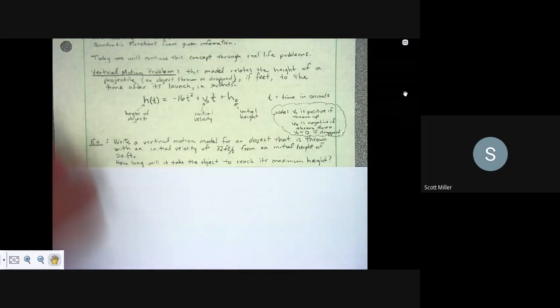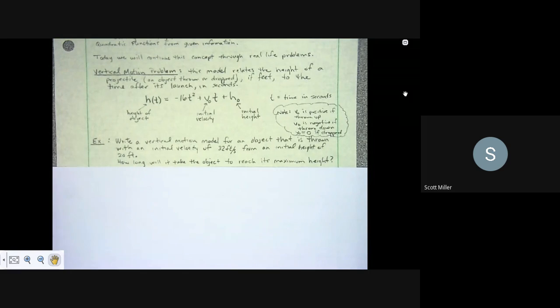So here's an example that you might see that can use that formula. Write a vertical motion model for an object that is thrown with an initial velocity of 32 feet per second from an initial height of 20 feet. Here's the question: how long will it take the object to reach its maximum height? Okay, so let's talk about this. How do I go about this?